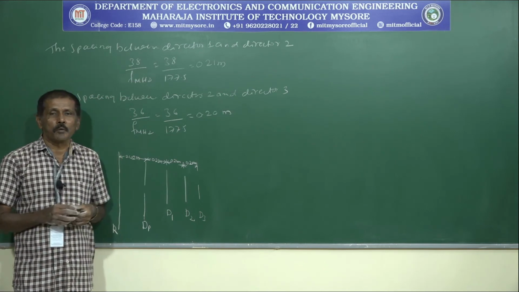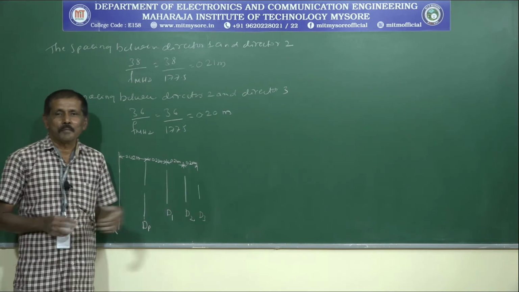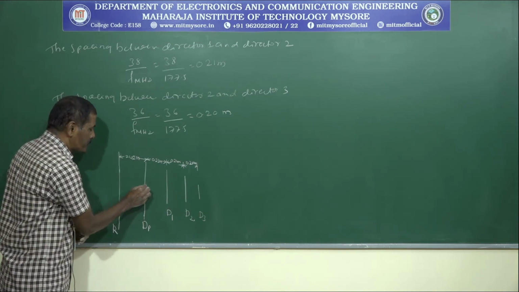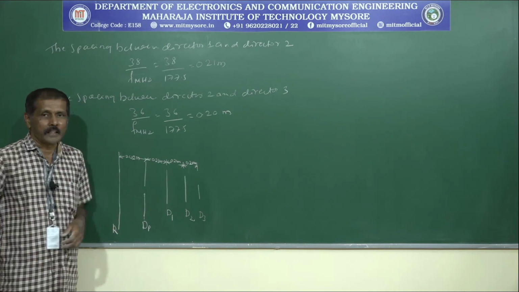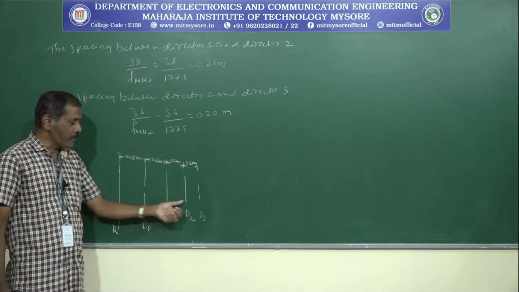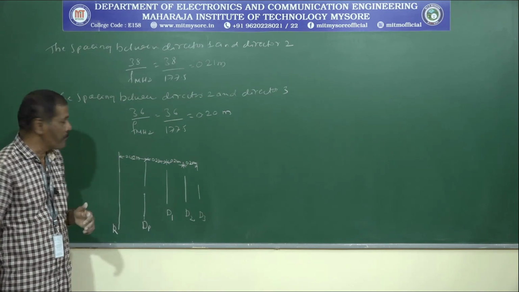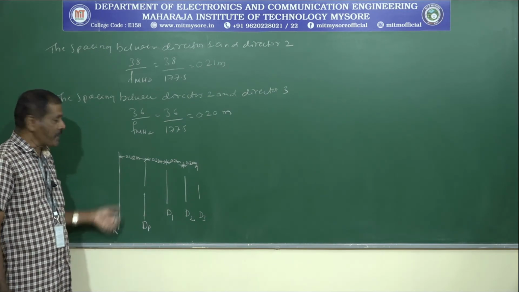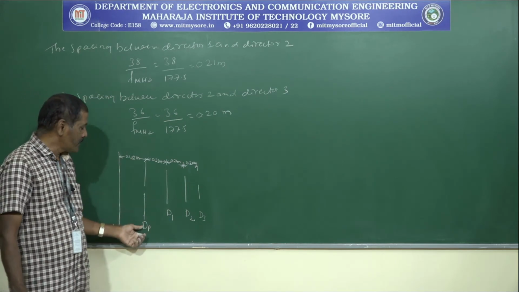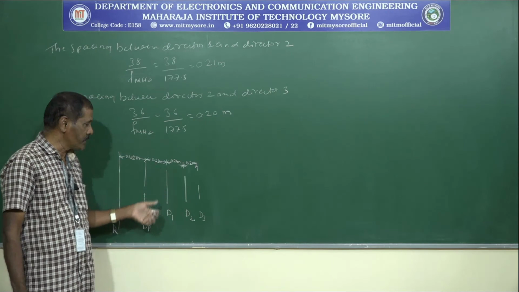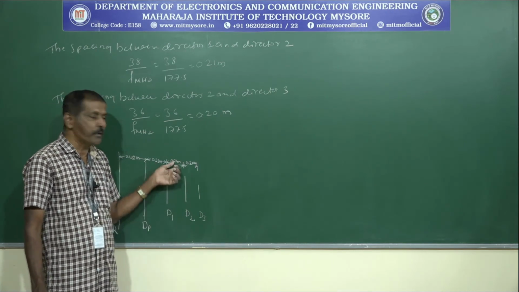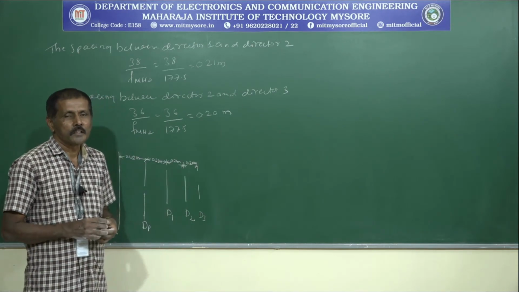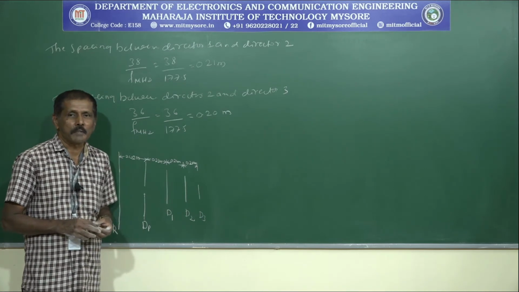Now, after all the design calculations are over, draw the diagram of the Yagi-Uda antenna. This is your lambda by 2 dipole element, where you are feeding the signals, and this is the reflector. This is director 1, director 2, director 3, as asked in the problem. The spacing between the dipole and the reflector is 0.42 meters, between the dipole and director 1 is 0.23 meters, between director 1 and director 2 is 0.21 meters, and between director 2 and director 3 is 0.20 meters. This is how you can calculate the various parameters.